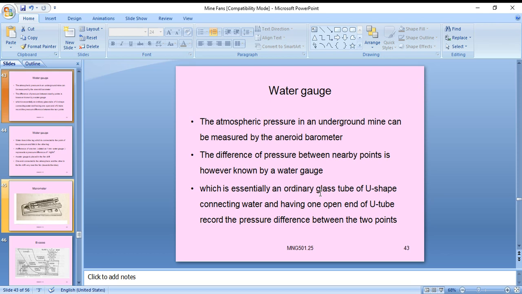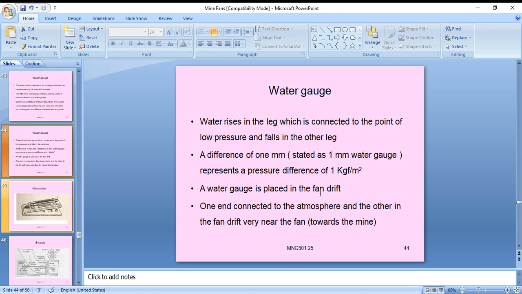The water gauge is essentially an ordinary glass tube, U-shaped, containing water and having one open end of the U-tube, which records the pressure difference between the two points. So this is the basic construction of the water gauge.